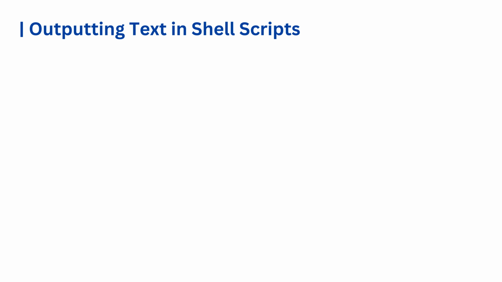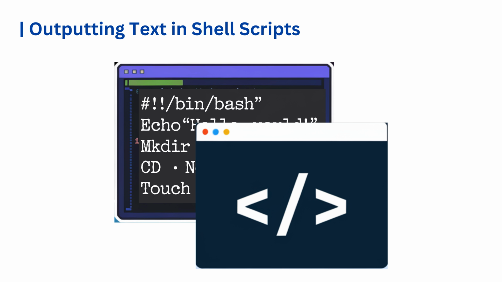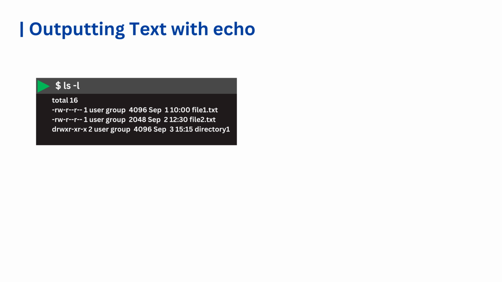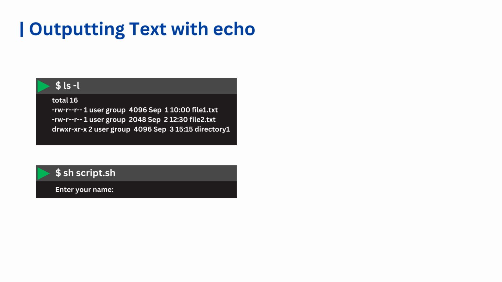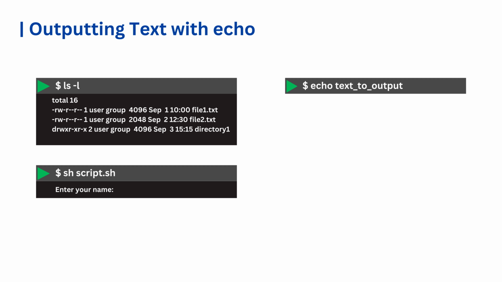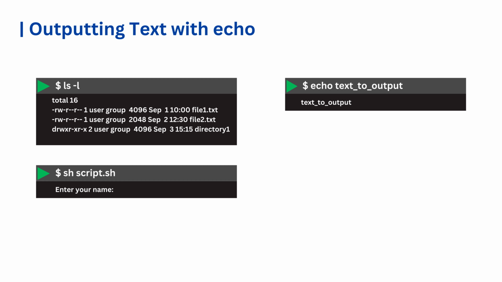In this tutorial, we're going to learn how to output text in shell scripts using the echo command and create our first Hello World script. Most scripts need to output some form of text, whether it's the result of a command or a prompt for user input. The primary way to do this is with the echo command.